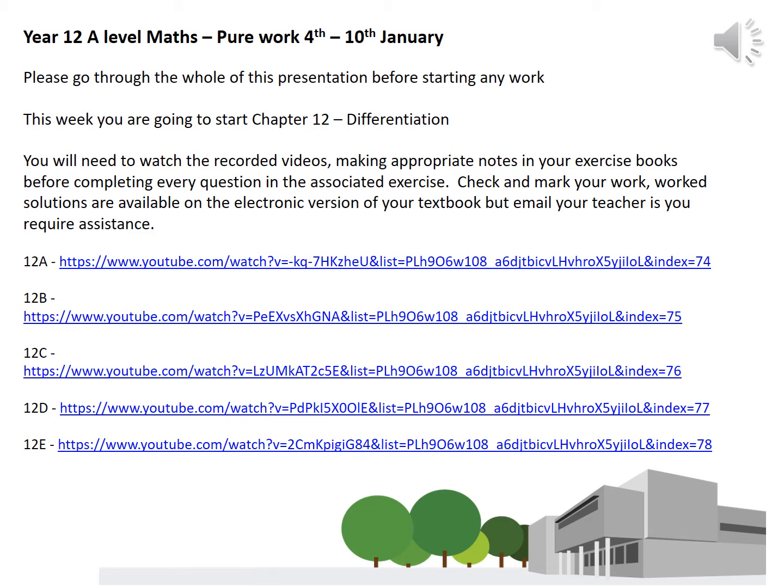It should take you about 3 to 4 hours, I would estimate, and that will be all your work for pure mathematics this week. But before you do that, go through the rest of this PowerPoint, because I'm going to just introduce to you now differentiation and show you how to actually differentiate, because the process of differentiation is relatively straightforward.